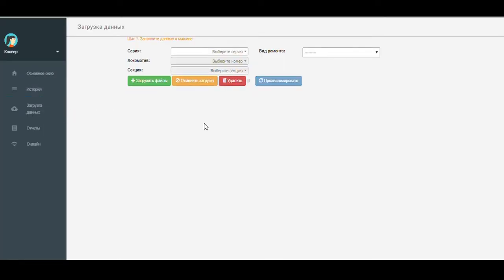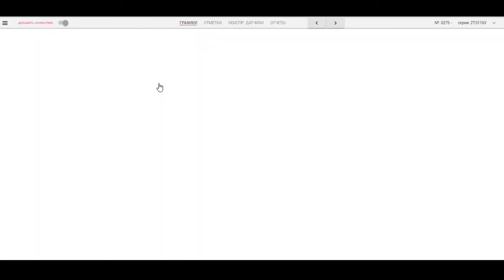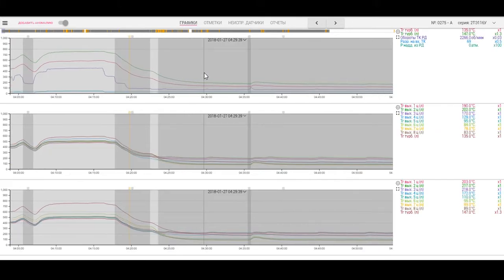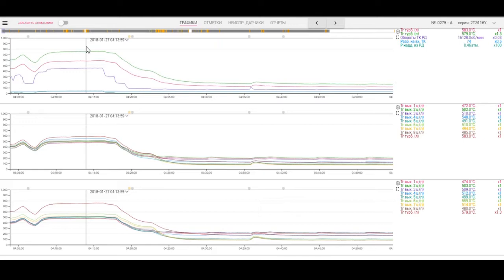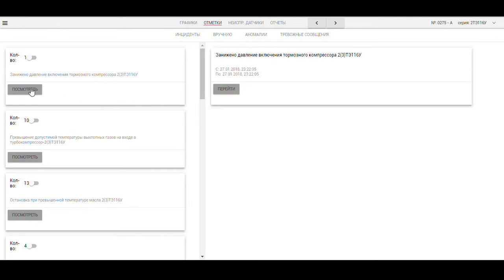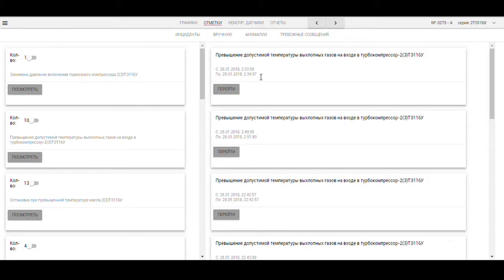Uploading of files from onboard locomotive systems occurs in a few clicks. For locomotives with a built-in data transfer device, files are uploaded from the server automatically. The system decrypts the uploaded data from the onboard locomotive system and displays the values of any of 200 locomotive operation parameters. The markings tab displays incidents, anomalies, and alarm messages that can be studied in detail.